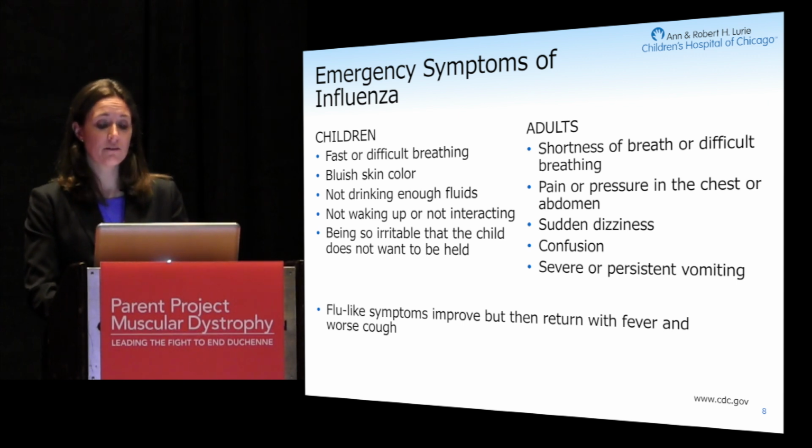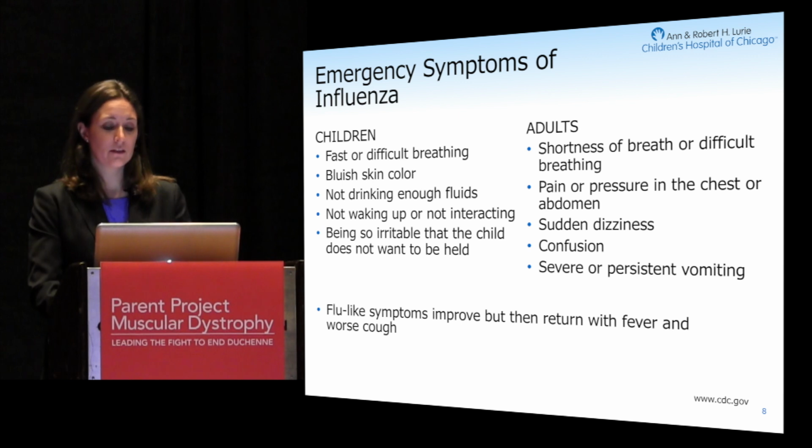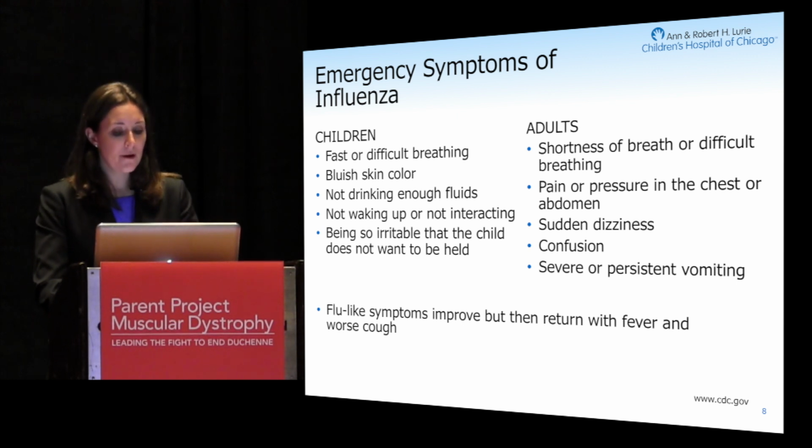In adults, they can have that same kind of shortness of breath or difficulty breathing. You may feel pain or pressure in your chest or abdomen. You could be feeling dizzy, confused. You may have severe or persistent vomiting. These are all really important symptoms to look out for.